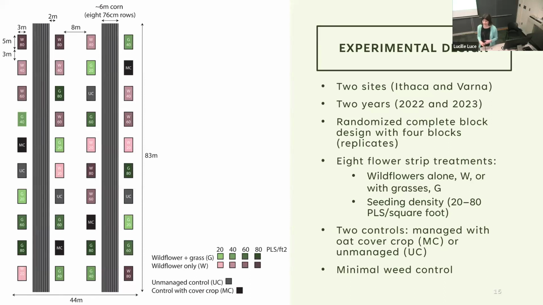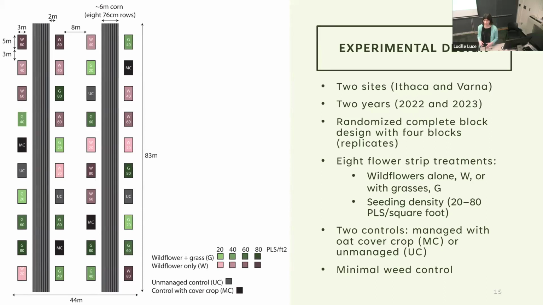So the 2 seed mix compositions are wildflowers alone, just some native perennial species, we'll call that W, and a combination of native perennial wildflowers and also native perennial grasses. We'll call that G to indicate the inclusion of grasses. The 4 seeding densities are 20, 40, 60, and 80 pure live seeds per square foot, sort of a standard industry range.